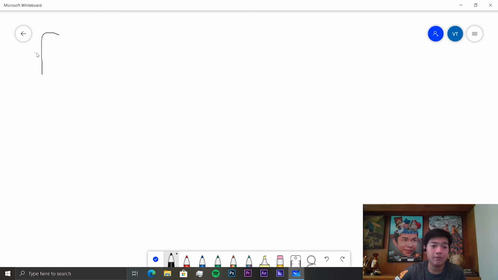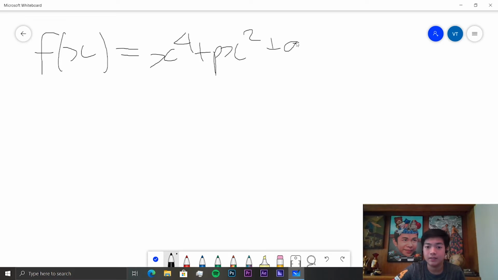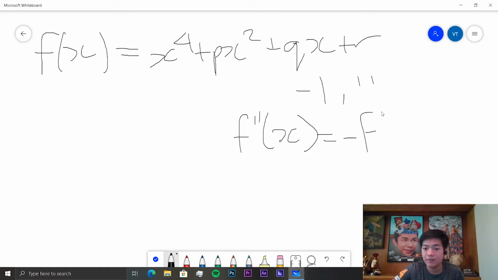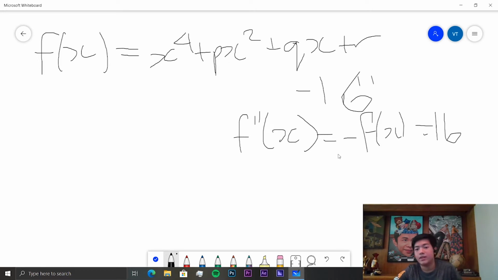And that would be if we're given f of x is equal to x to the 4 plus px squared plus qx plus r, and this passes through the point -1, 16, and at this point the second derivative is equal to the negative of the first derivative, and that's equal to 16. And so we need to find p, q, and r. Okay, so it passes through the point -1, 16.